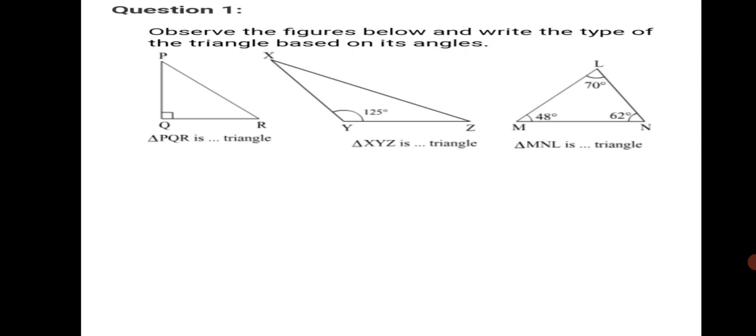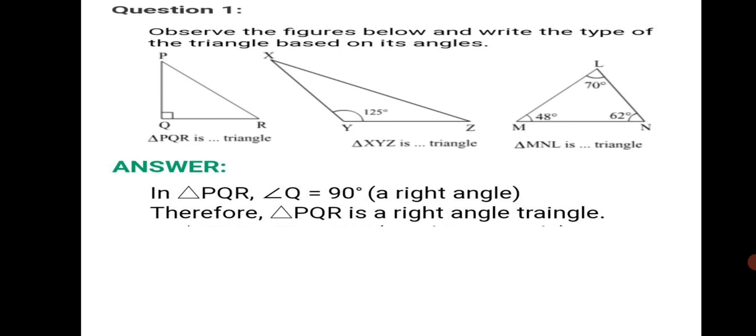Triangle PQR. In triangle PQR, we can see angle Q is 90 degree marked with the sign. So, let us write the answer. In triangle PQR, angle Q is equal to 90 degree, which is a right angle. Therefore, triangle PQR is a right angle triangle.